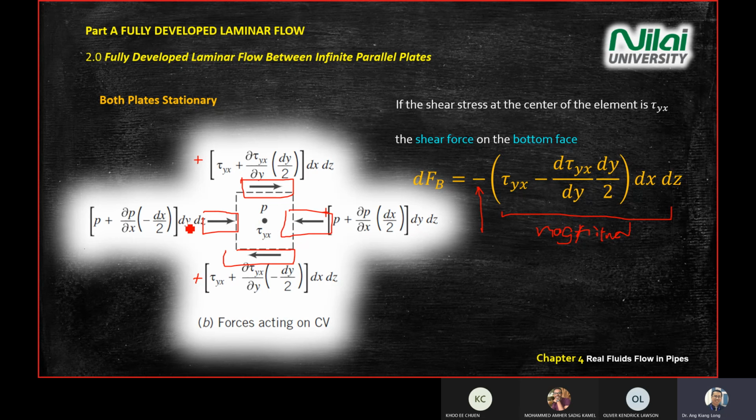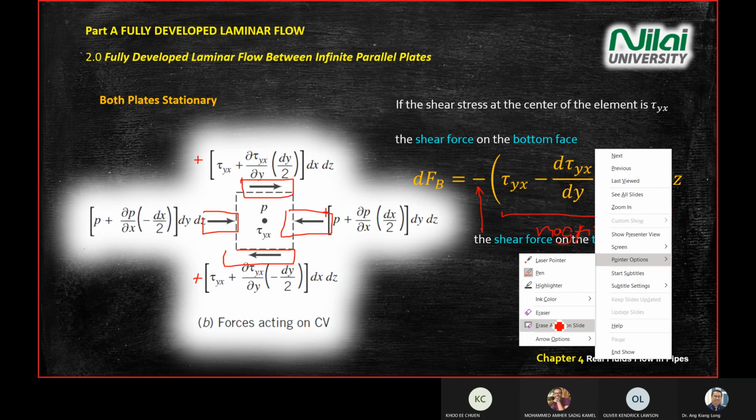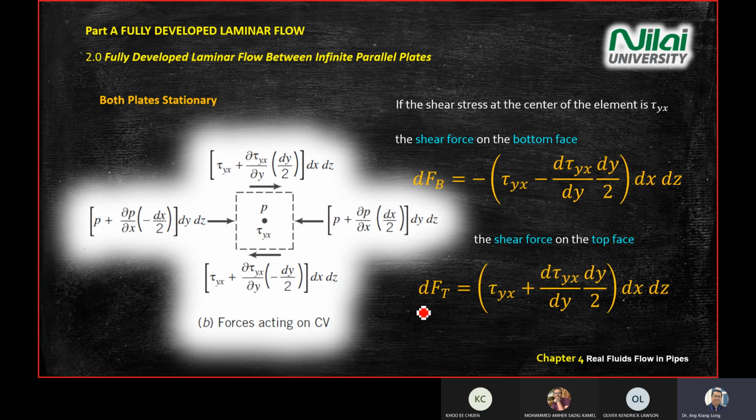From the left, it is from left to right. On the right hand side, it is from right to left. It must be balanced, right? And the shear stress on top is from left to right. Bottom is from right to left. Be careful on the direction. Same with the top also. Shear force on the top surface, we have a positive sign. We denote it as dF_T equal to positive shear force.